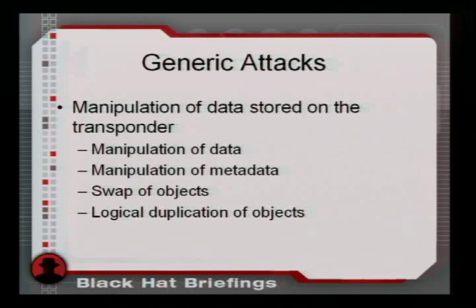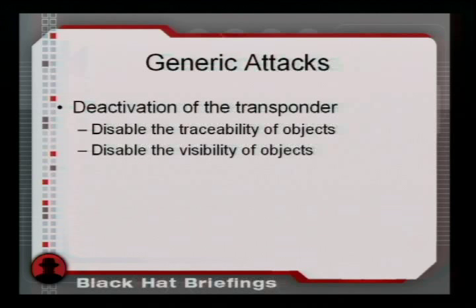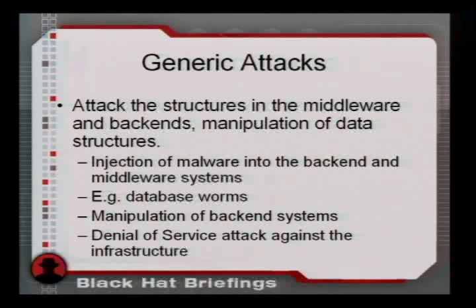You can logically swap objects or logically duplicate objects in your supply chain, for example. Or you can deactivate the transponder to disable the traceability or visibility of objects. And you can do attacks against structures in the middleware and backends, manipulating data and structures. For instance, you are able to inject malware into backend systems or middleware systems, as shown at the last presentation, for instance database worms or manipulations of backend systems.